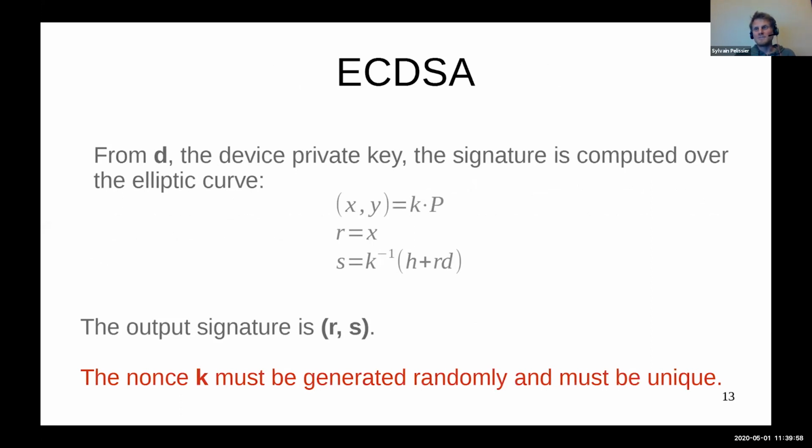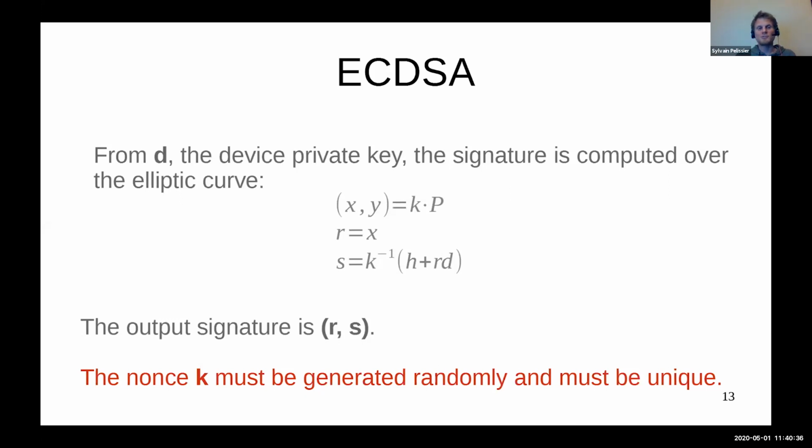From the device private key, the signature is computed with these formulas. We first generate a nonce k. We multiply k by P, the point on the elliptic curve which was chosen. The x component of the result will be the first part of the signature, R. The second part of the signature, S, is computed by multiplying the inverse of k times h plus rd, where h is a hash of the message we want to sign. So the output signature is simply R and S.